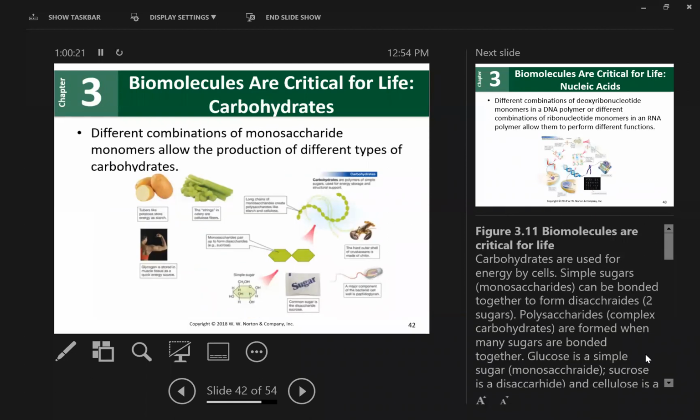Next, let's move on to carbohydrates. This is where we get our energy sources, and carbohydrates are used for energy by cells. Simple sugars, or monosaccharides, can be bonded together to form disaccharides. Polysaccharides are complex carbohydrates and are formed when many sugars are bonded together. Glucose is a simple sugar.